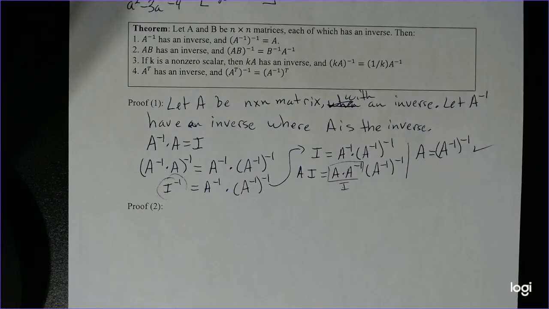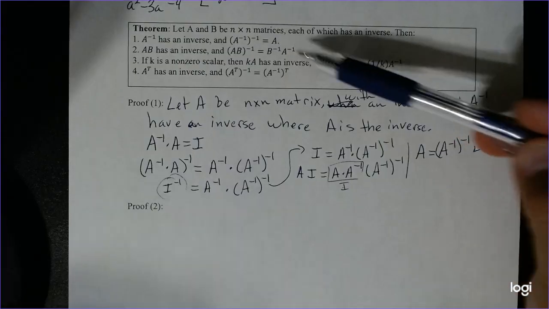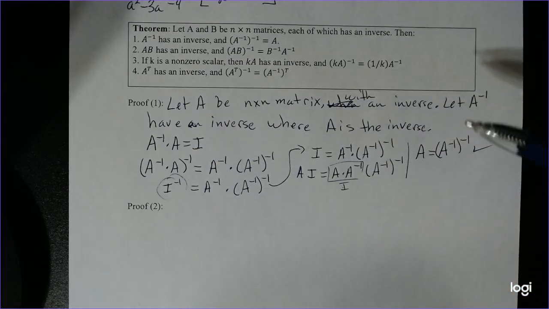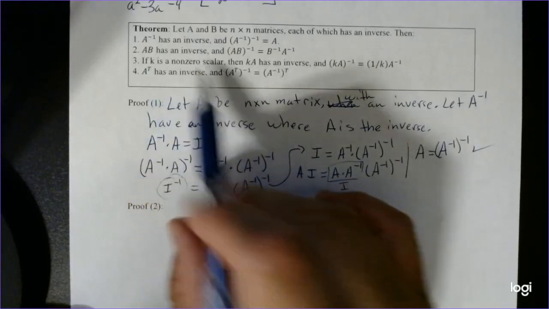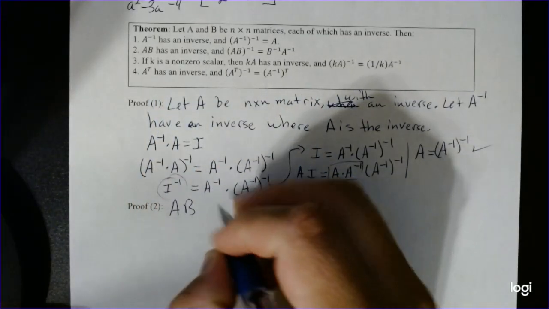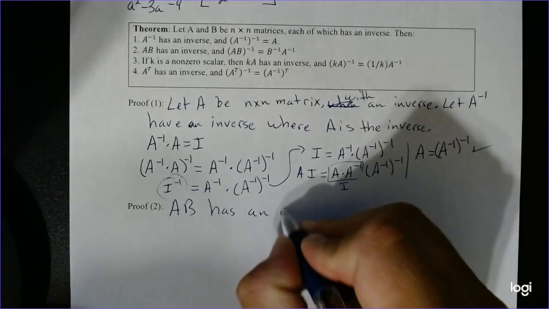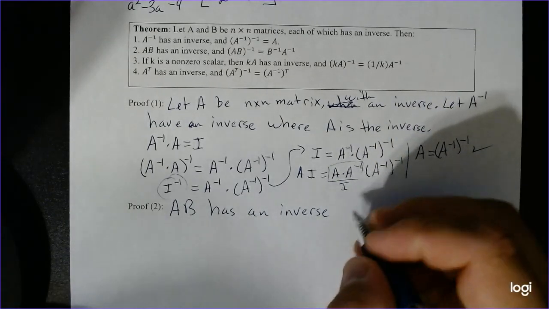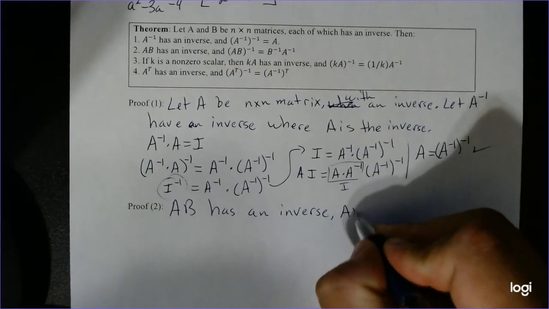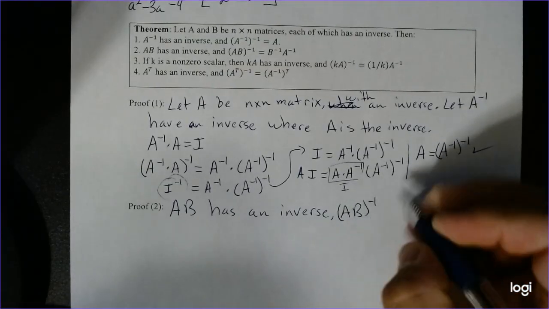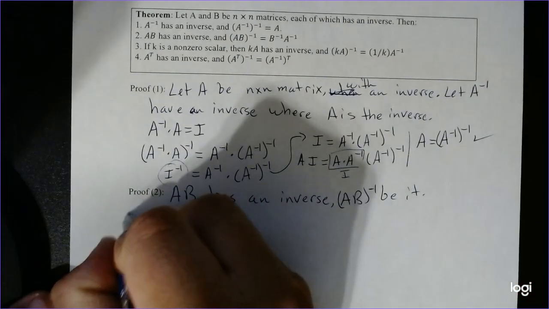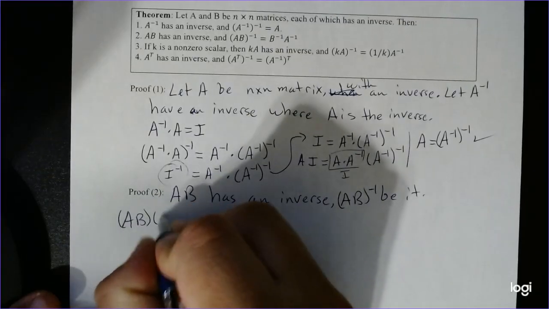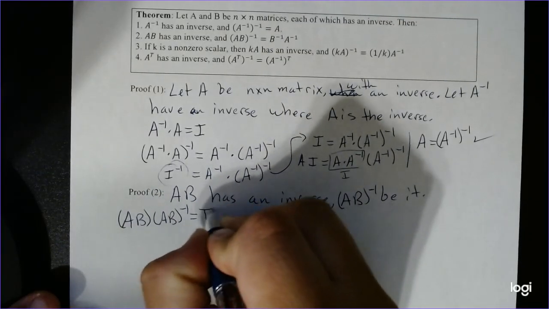Okay. So now let's try B. Or sorry, not B, the second one. So now I'm going to prove the property we just used here. Okay, so we'll again follow this process. We're given that AB has an inverse. I'm going to let (AB) inverse be it. So therefore, this is true, just like we did up here.